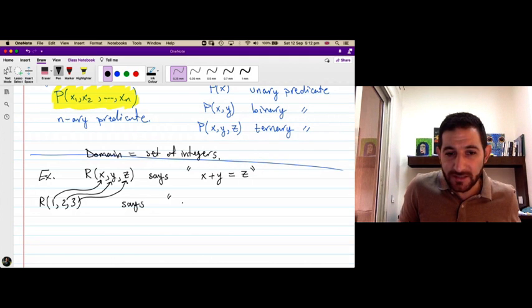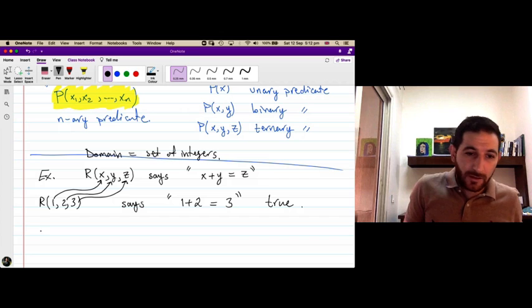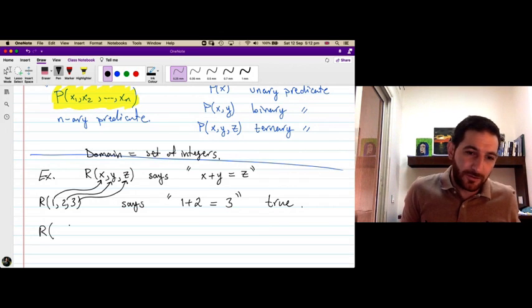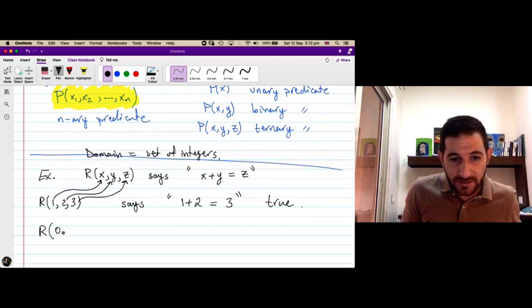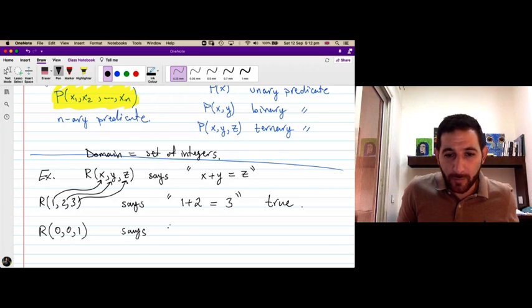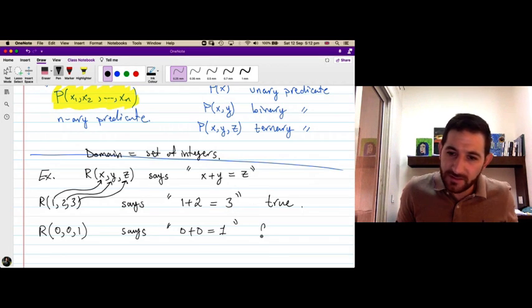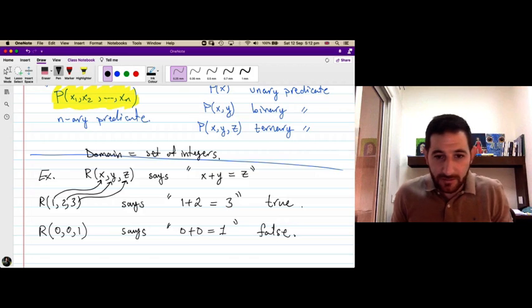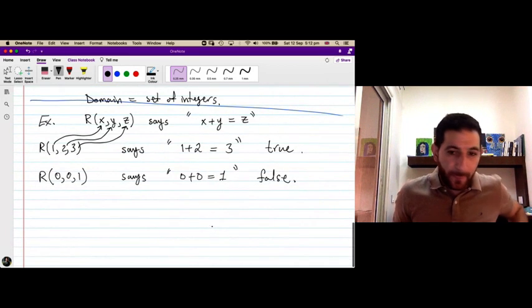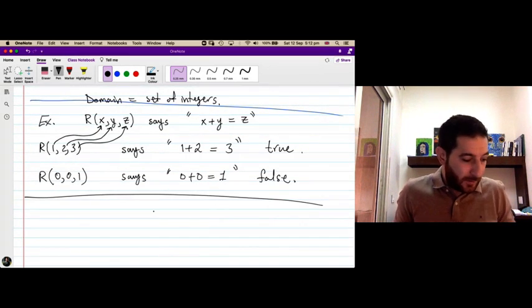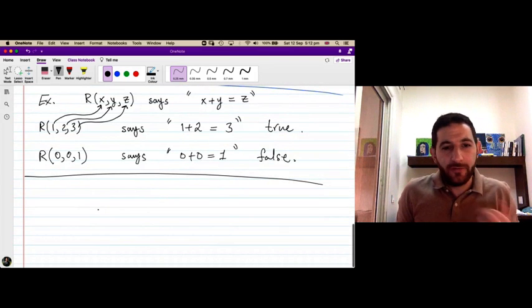What is the proposition? It says that the sum of the first two, so 1 plus 2, is equal to the third, and the third is 3. And this is a true proposition. Now look at this substitution, this assignment. Look at R(0, 0, 1). This is the proposition which says 0 plus 0 is equal to 1. It's a proposition, but it's a false proposition because 0 is not equal to 1.